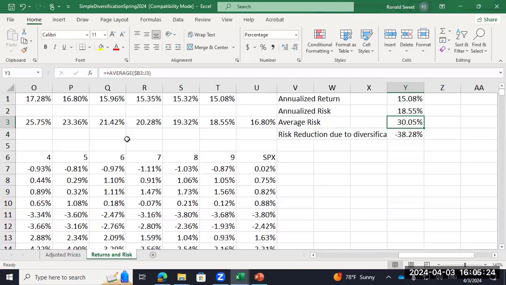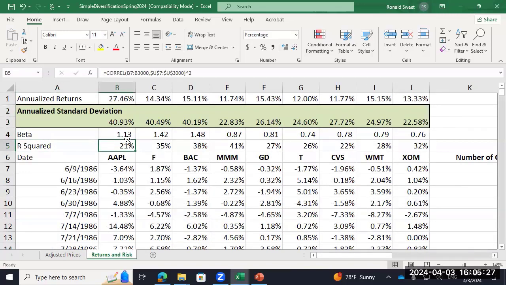How much unsystematic risk do they have? Well, here's the R squared. The R squared of the stock's return to the S&P 500 is the percentage of their risk that is systematic. So 21% of Apple's risk is systematic. How much is unsystematic? 79%. That means when you put Apple in a portfolio, 79% of risk just disappears. Ford has 35%, Bank of America 38%. 3M has a very high systematic risk for some reason. But you see for all of the stocks, the majority of the risk is unsystematic, which means the majority of the risk disappears when you diversify. It's really, really powerful stuff.